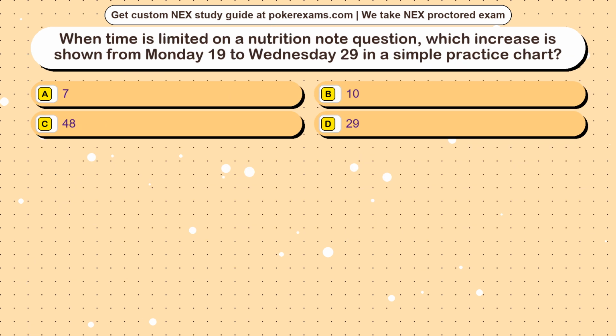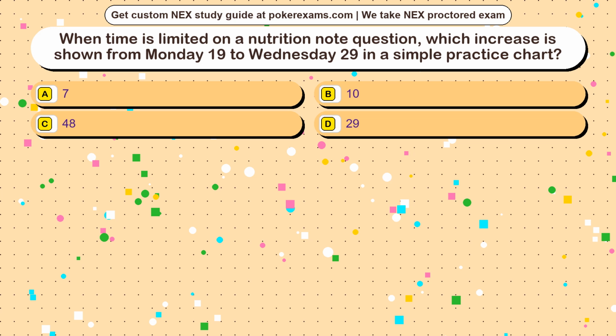Question 5. When time is limited on a nutrition note question, which increase is shown from Monday 19 to Wednesday 29 in a simple practice chart? Option A, 7. Option B, 10. Option C, 48. Option D, 29.